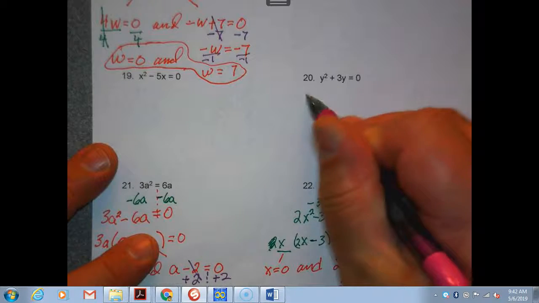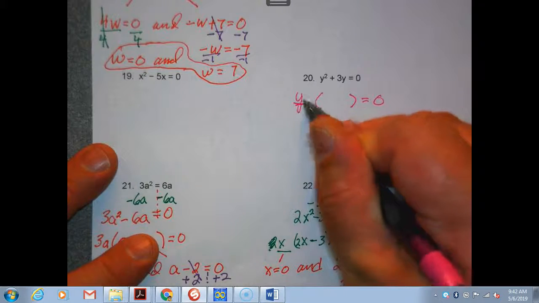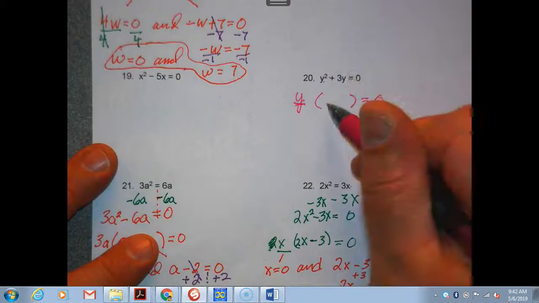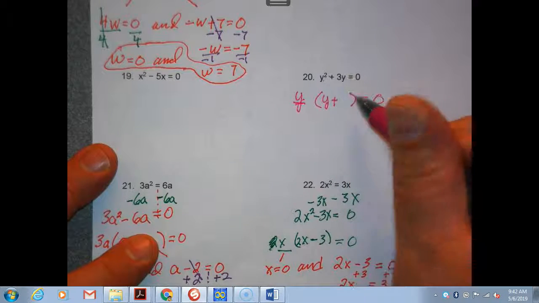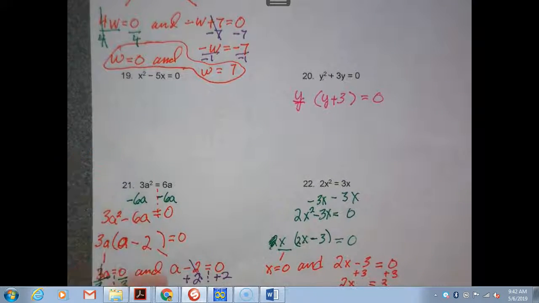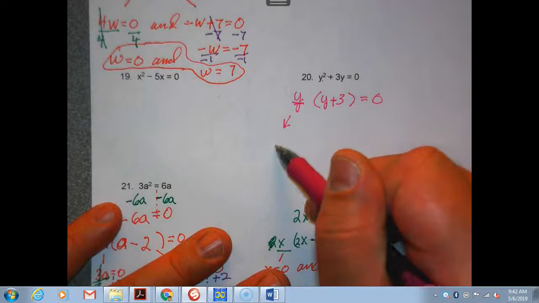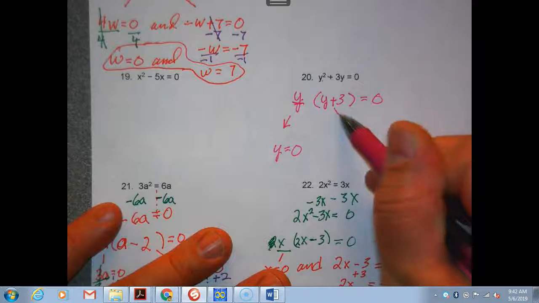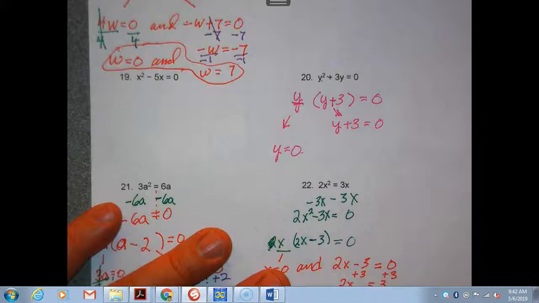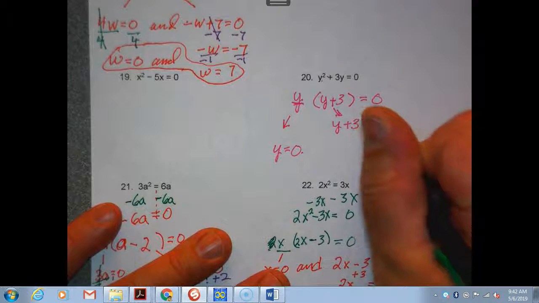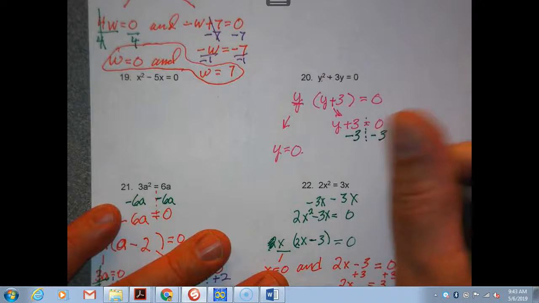Okay, what can I take out? Yep, I can take out 1 y. y squared divided by y to the first, 3y divided by y, 3. Set each one of the factors equal to 0. That's already solved for. Undo the plus 3. Subtract 5.